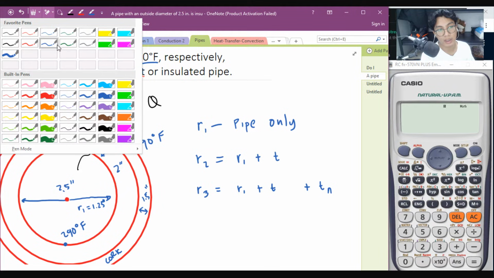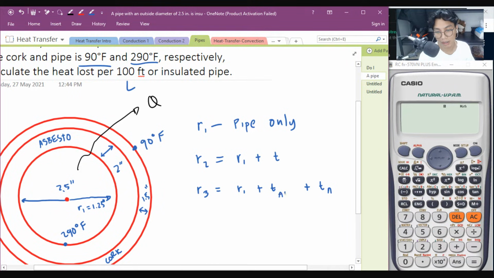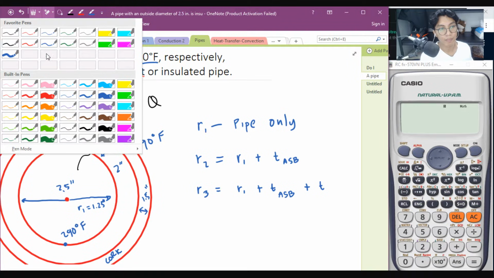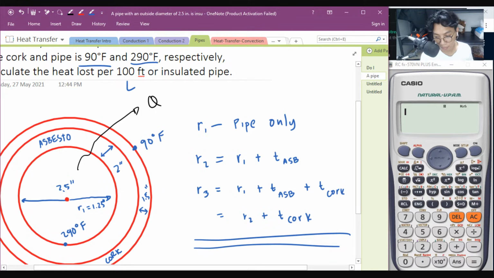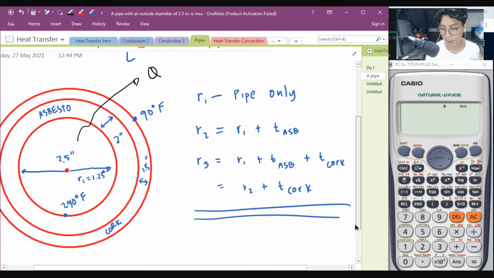Asbestos. As na lang, asbestos. ASB. Ito is ASB. This is cork. Okay? Or this is equal to R2 plus thickness ng cork. Oh, very basic. Diba? Makukuha mo na si R1.